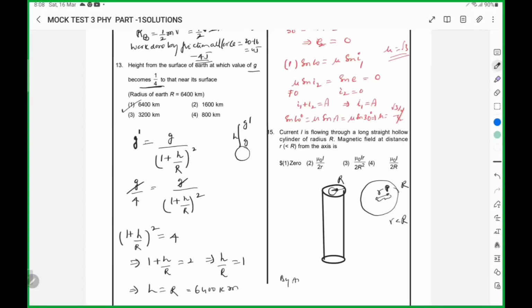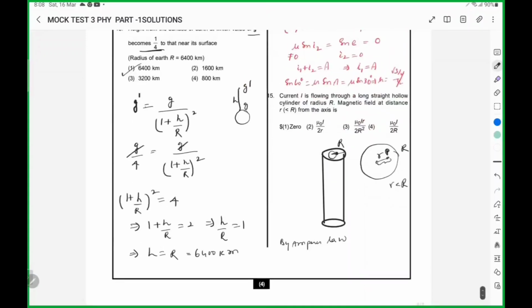By Ampere's law, the closed integral of B dot dl, the net magnetic field, is equal to mu naught I. Since it is a hollow cylinder, the current I inside the hollow cylinder is 0. So the magnetic field inside, at any point r less than R, will be 0.